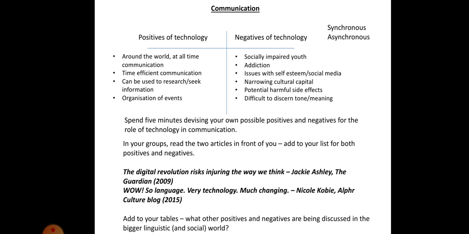Potential harmful side effects, just the idea. I mean, there's significant things such as, if I keep going back to phones, if we have a phone in bed and we're reading it before we go to bed, the lighting might affect our ability to sleep. As I've said a little while ago as well, the idea of anxiety. There was a study that suggested that kids, not just kids actually, kids and adults, couldn't be in a room with their phone without looking at it every 15 to 20 minutes because of the anxiety of missing out. And here it says also difficult to discern tone and meaning.